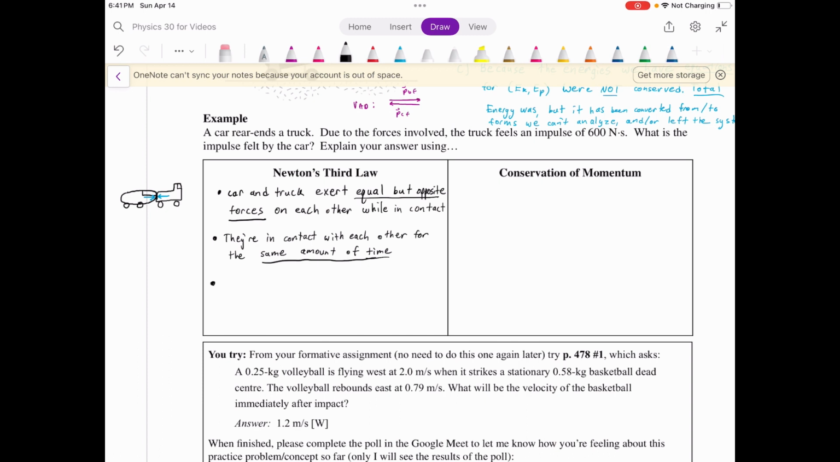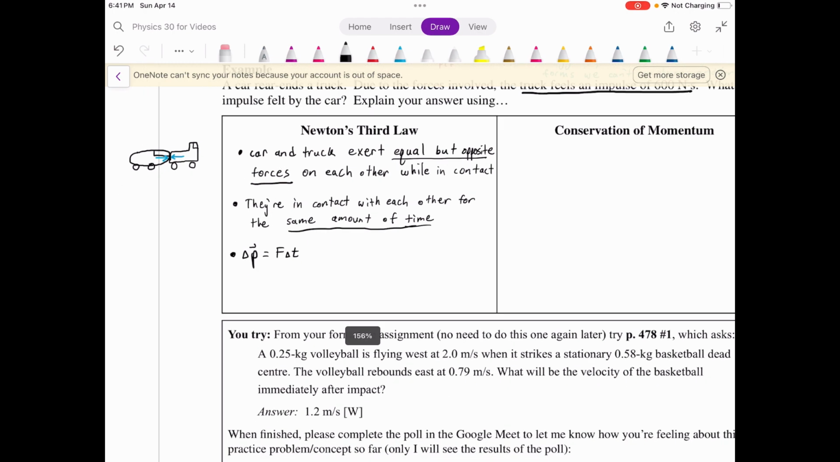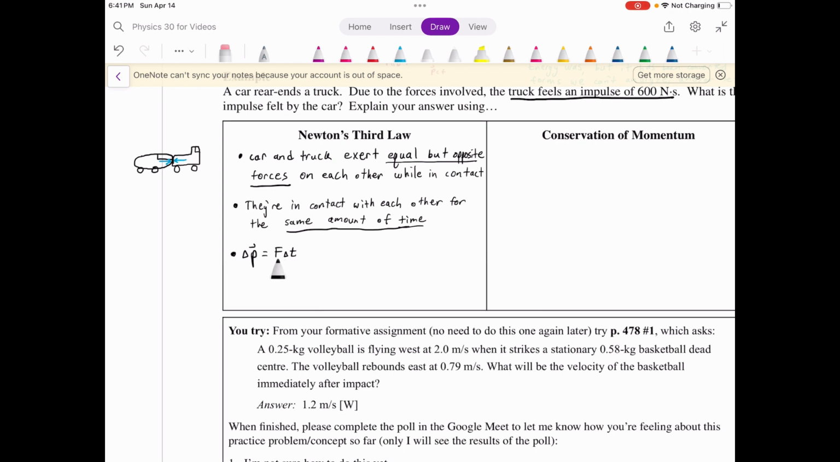Now, forces exerted for a time, we know those can cause an impulse, a change in momentum, right? So the truck felt an impulse of 600 newton seconds, okay? Let's think about the car now. The car was experiencing the same force, just in the opposite direction as the truck, for the same amount of time. So this force is the same magnitude, just opposite direction between the truck and the car. And the time is just the same.